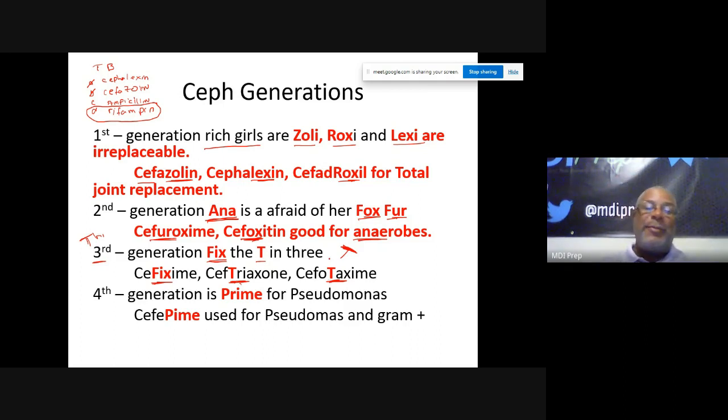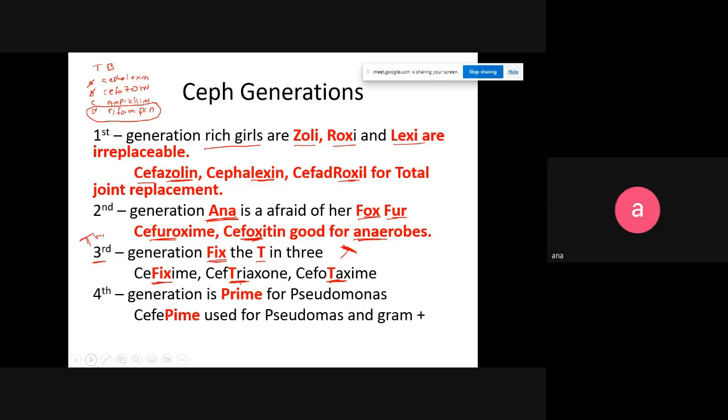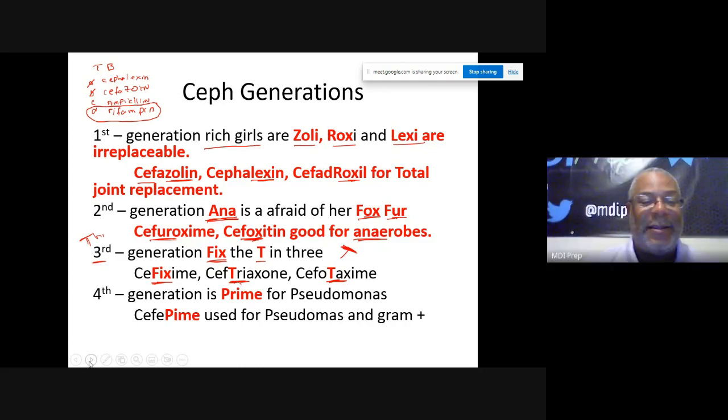Now, the beauty of these is that you already know how to answer the question on the exam. Because the only time that they're going to be asking you about a cephalosporin is either somebody's allergic to penicillin or there's something specific they're asking you about the cephalosporin, like a mechanism of action. Does everybody understand that? Yes. Okay. Perfect.